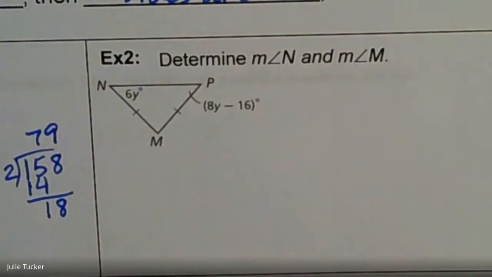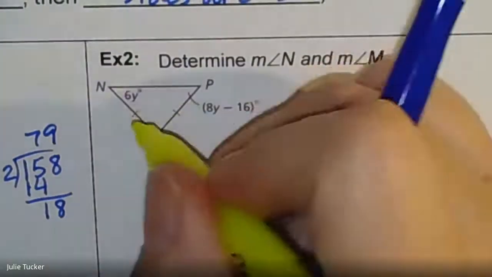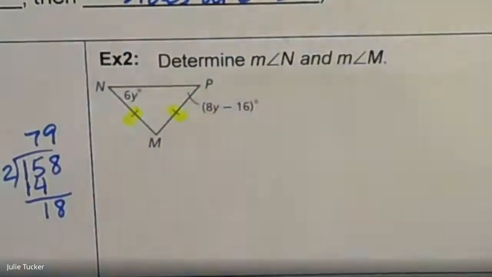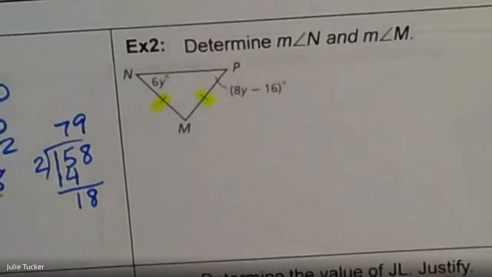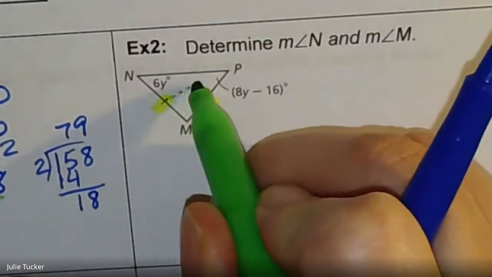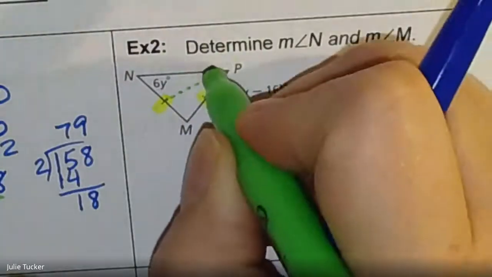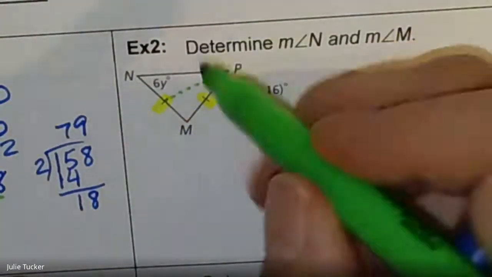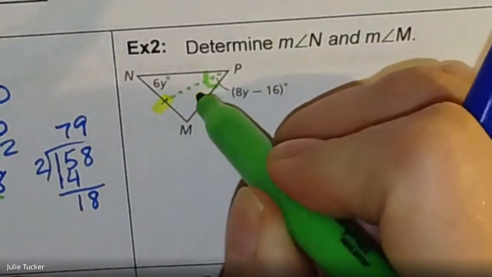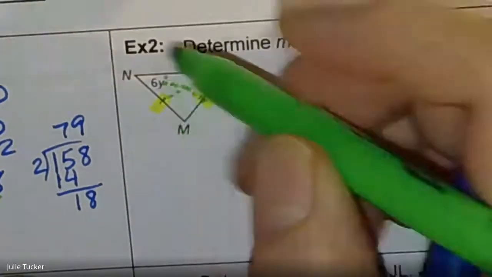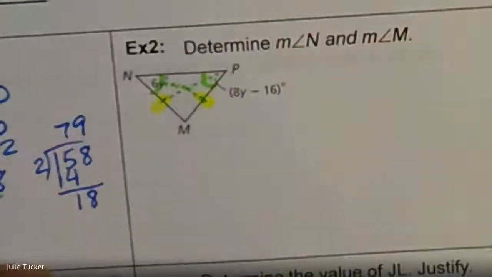So you see the 2 marks to show that the sides are congruent here and here. And remember what we do with those is we trace it through to the opposite angle. So if I go through the inside of the triangle to the angle across from that side, it's this one right here. And now I'm going to do the same thing with the other mark, go through the triangle to the opposite angle, and it's that one right there.